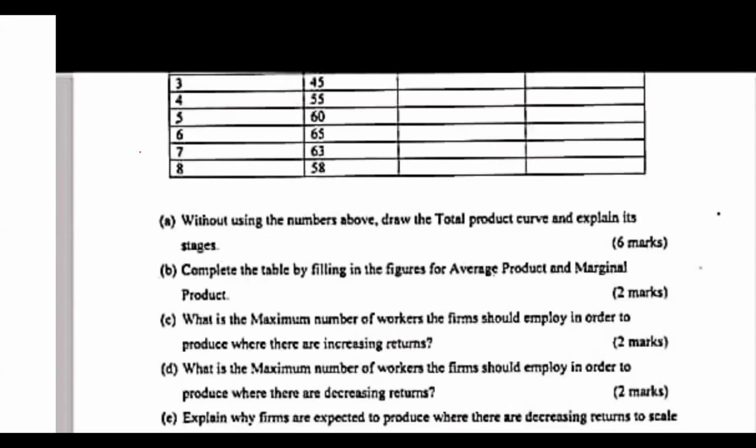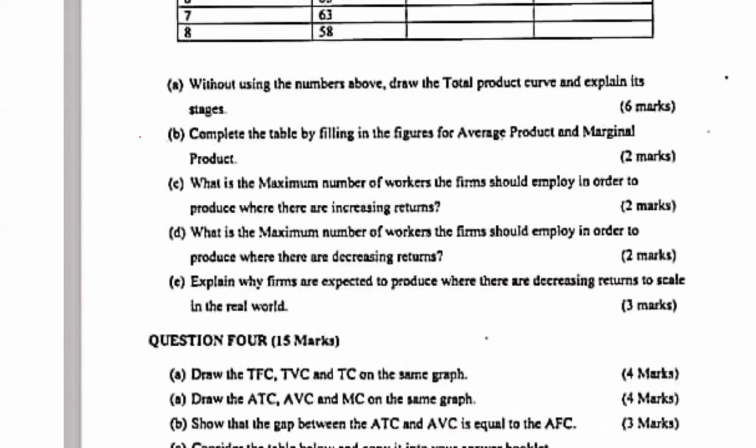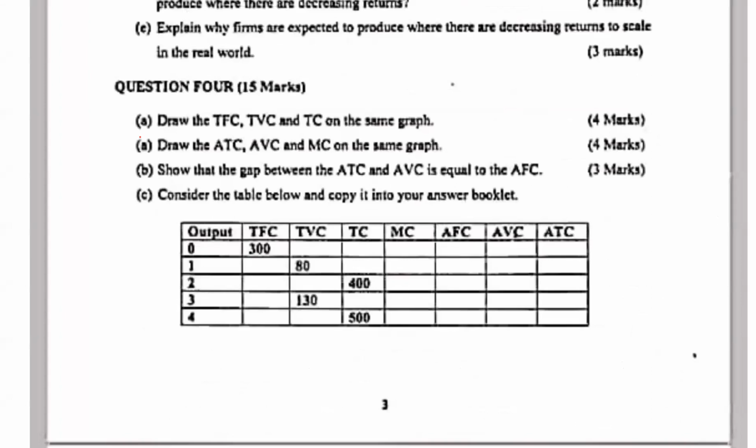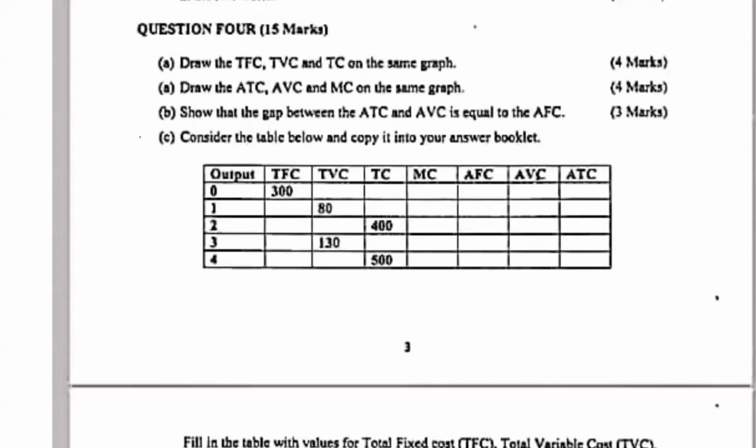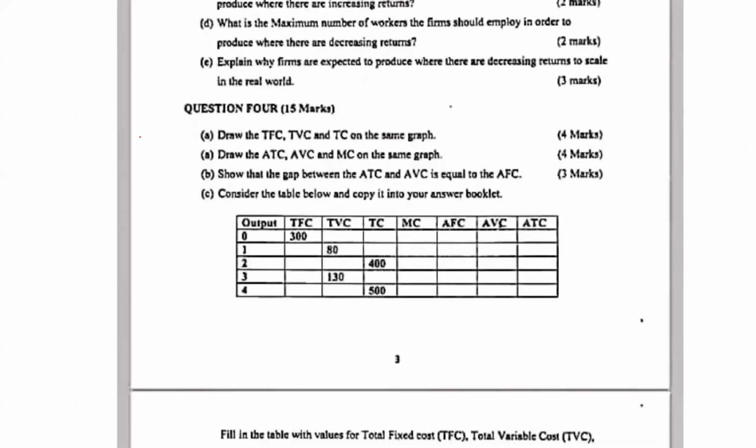Explain why firms are expected to produce where there are decreasing returns to scale. Why do we expect firms to produce where there are decreasing returns to scale in the real world? We're talking about the real world now. We have said that firms should not produce where there are decreasing returns to scale, isn't it? But in the real world, you find that firms produce where there are decreasing returns to scale. Why do the large firms do that?